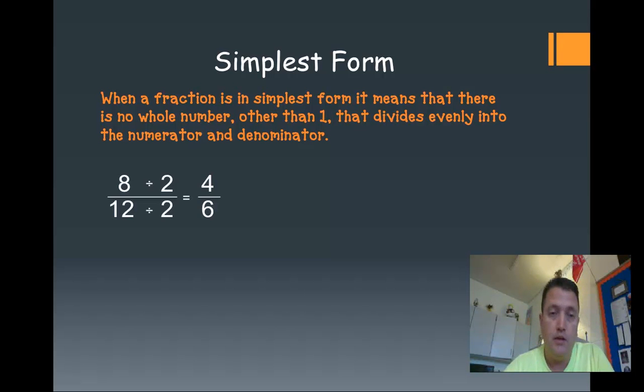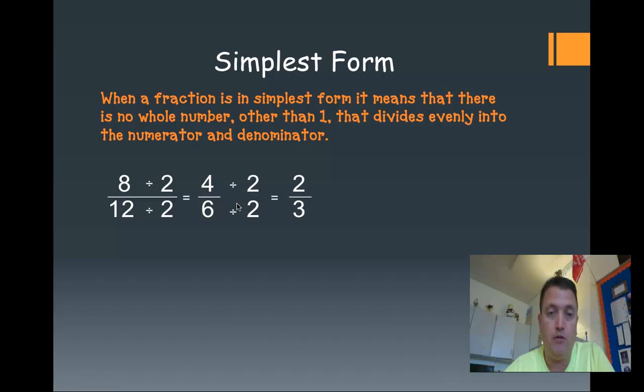So, let's take a look at the first one I did on the other page, 8/12. When I divided this by 2, it gave me an equivalent fraction, but that fraction is not in simplest form because these two still share a factor that's a number different than 1. So think about what factor these two numbers still share. What could I divide both of these numbers by that would be the same number? Okay, well that would be 2.